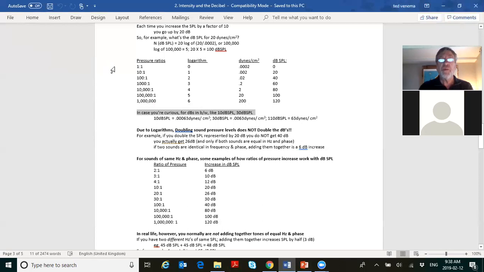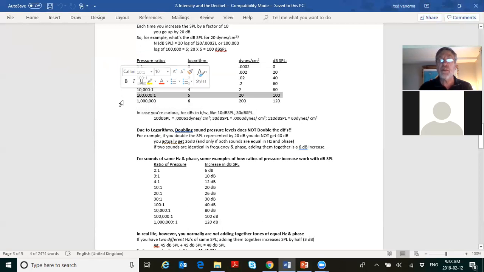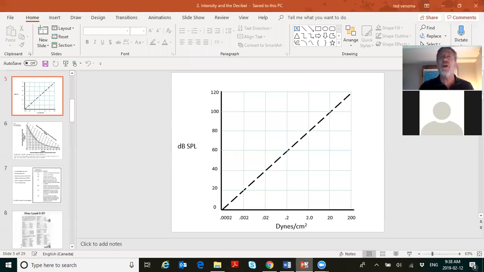But in general, here's your pressure ratios: 1 to 1, 10 to 1, 100 to 1, 1,000 to 1, 10,000, 100,000, and 1,000,000 to 1. And this here shows you the logarithm of those numbers. And it tells you the dynes per centimeter squared of those numbers. And it tells you the dBSPL of those numbers. So this table right here that I'm circling deals exactly with this picture. The table and the picture, and the table and the picture too.